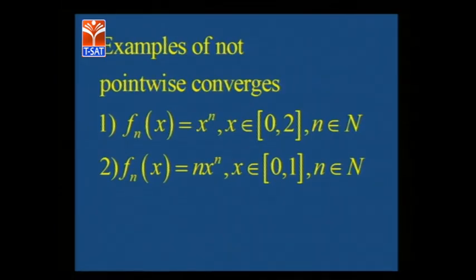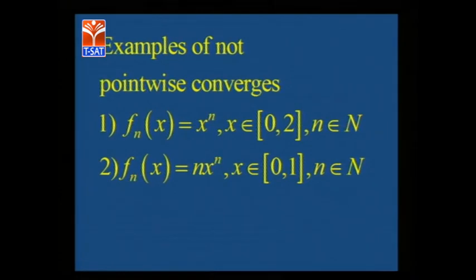What about the next examples? In the last four or five examples we saw what pointwise convergence is. All of those examples are pointwise convergent on the given domain. Now see the first example: fn of x equals x power n, x belongs to the closed interval [0, 2]. Suppose you substitute 2, then fn of 2 is equal to 2 power n.